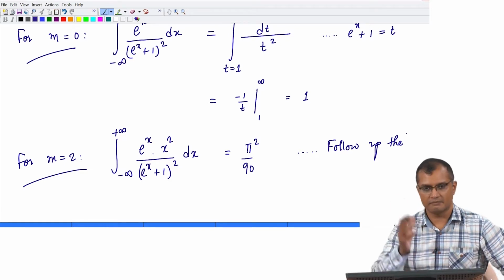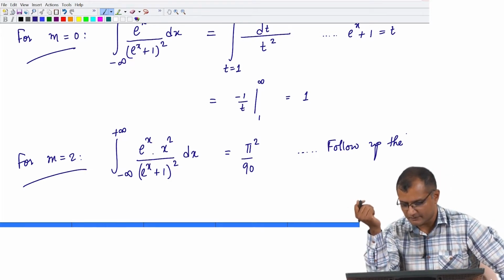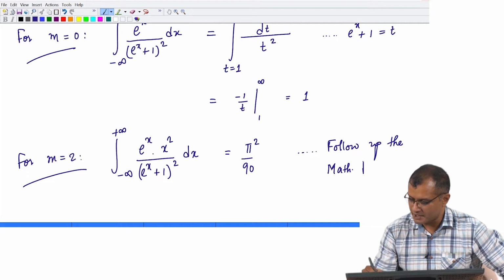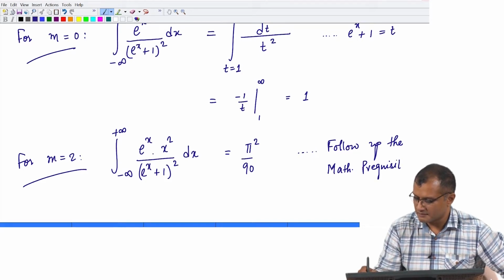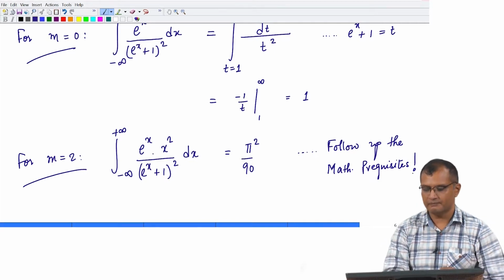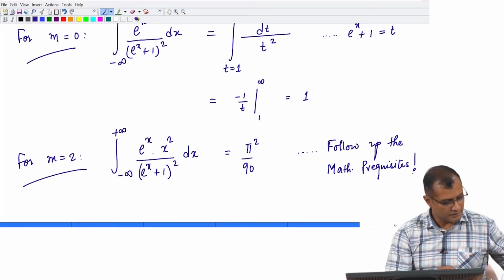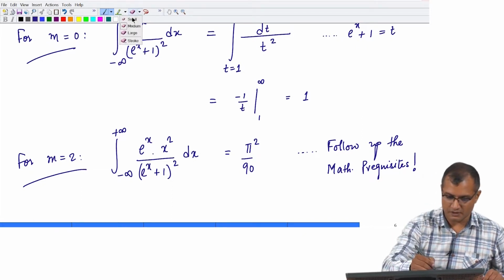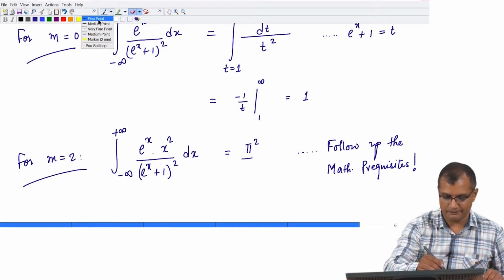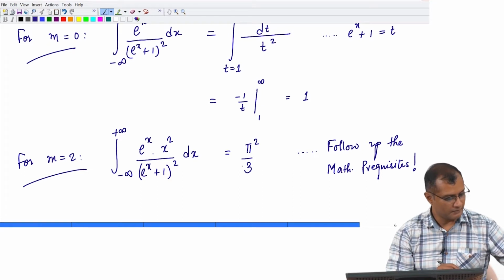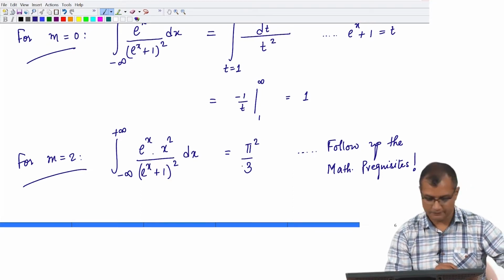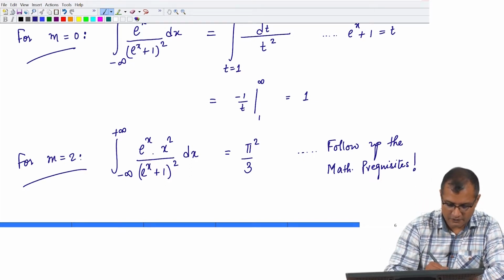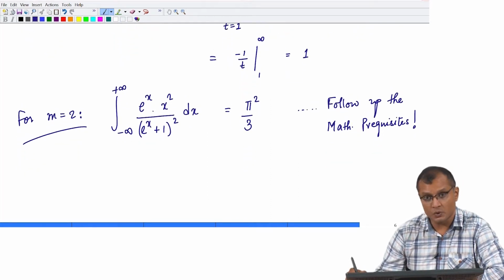Or you can take it up as a personal homework problem, but I am going to say that you follow up the math prerequisites. We will discuss this integral there. So, let me just confirm the value of this integral, that it is indeed pi square by 3, I am sorry, it is pi square by 3. So, either you can do it yourself or you can refer to the math prerequisites and we will show how to get this integral there.